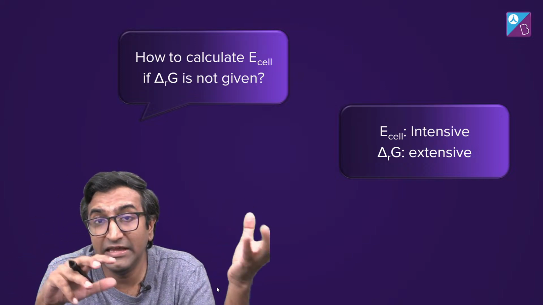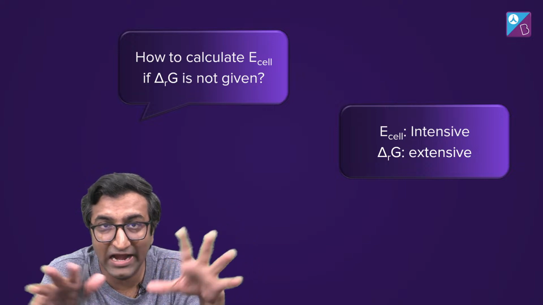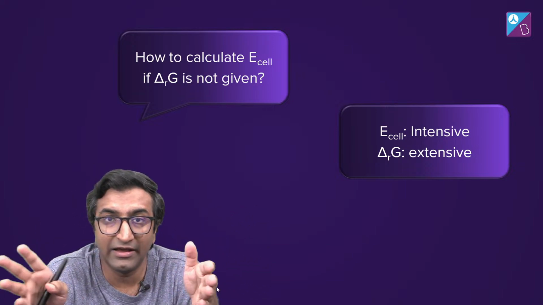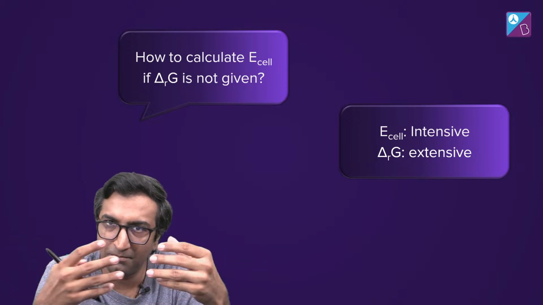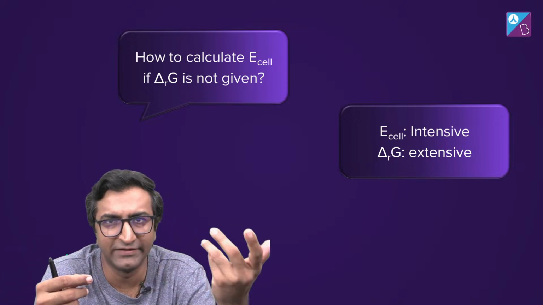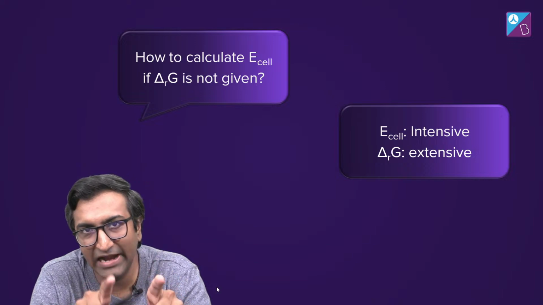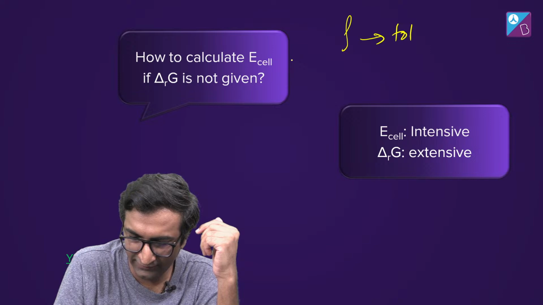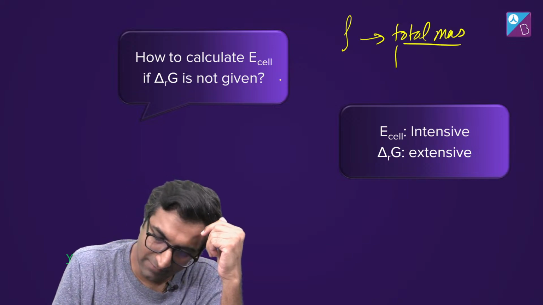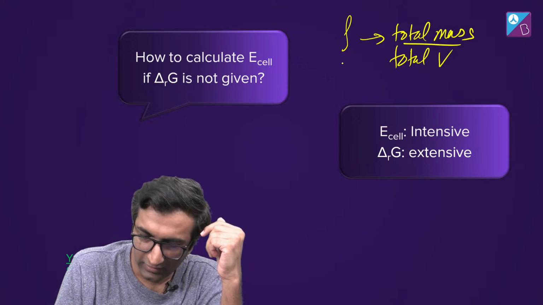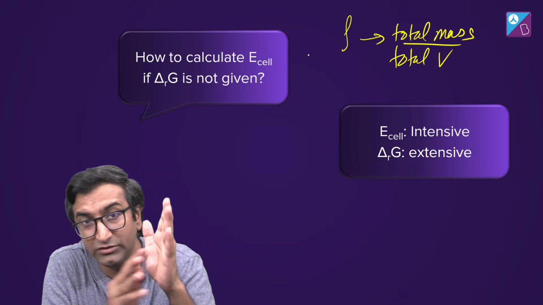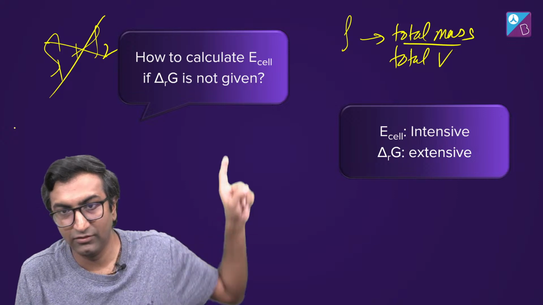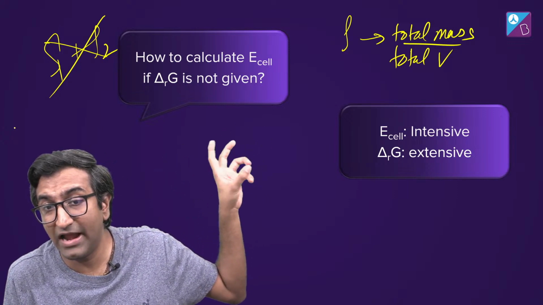One, E is intensive, meaning you cannot add it. Like density, that's intensive. If you are mixing two things, say water and some sugar syrup, you can't add the densities of water and the sugar syrup. What you have to do for density is get total mass divided by total volume, right? That's what gives you density. You cannot do rho 1 plus rho 2, intensive property. That doesn't work. Similarly, E cell strictly cannot be added or subtracted.